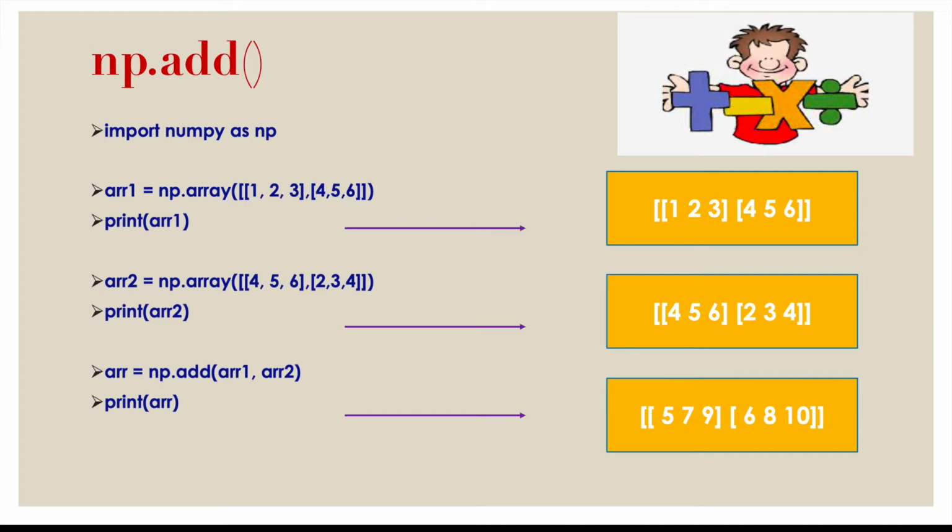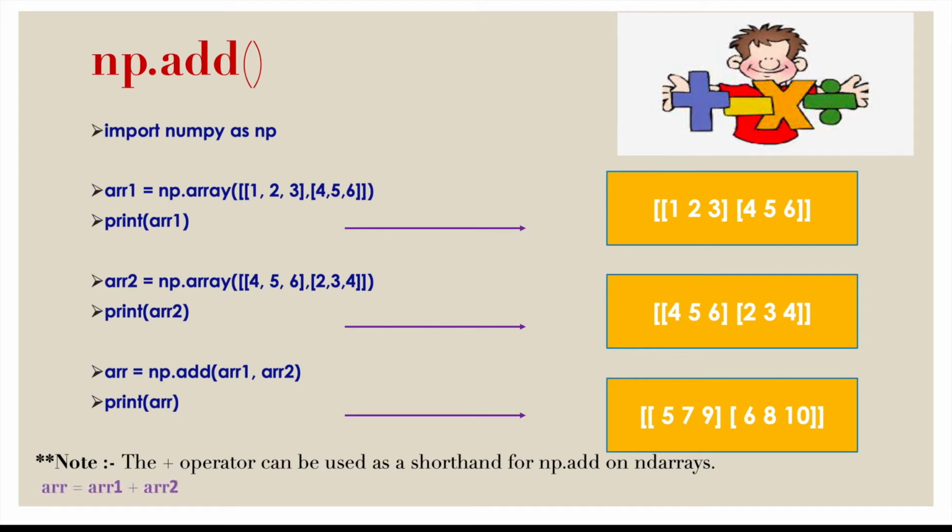Similarly, let's consider the second element, that is the first row, second column element of array1, that is 2. The second element of array2 is 5. When we add these two elements, we get 7. So this addition goes forth. Now we can also use the plus operator as a shorthand instead of calling np.add. So we can also say array equal to array1 plus array2 for addition of these two arrays.